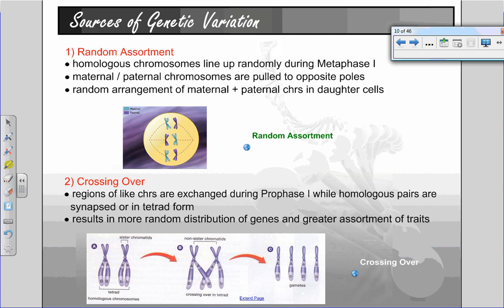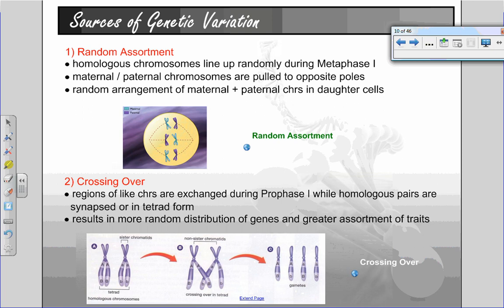We talked a little bit, as we talked about the stages, about the sources of genetic variation. And this is really, really important. Not only is it important that meiosis reduces the number of chromosomes to half, but it also allows for genetic variation, which is important for natural selection, so that we're not all the same, basically.